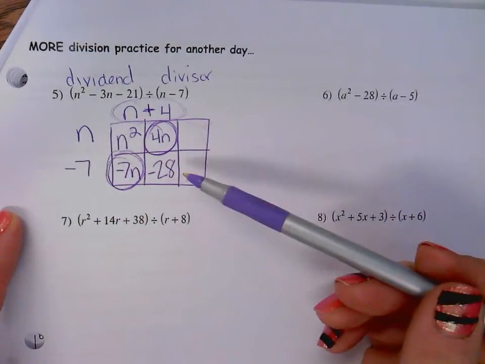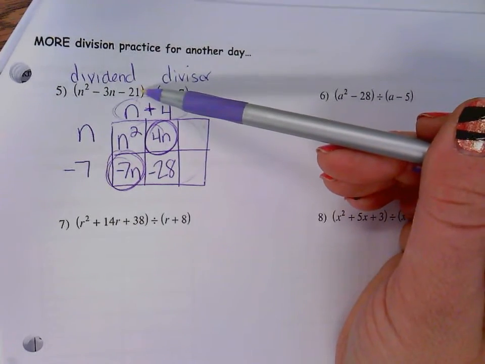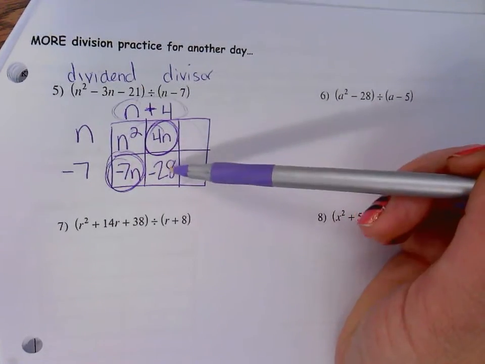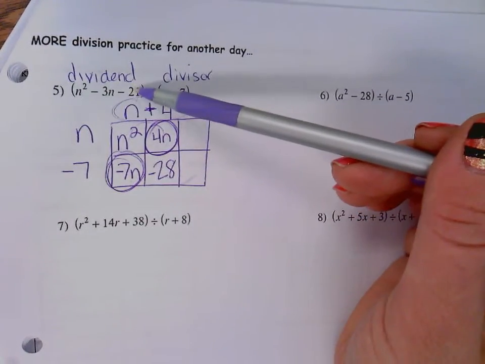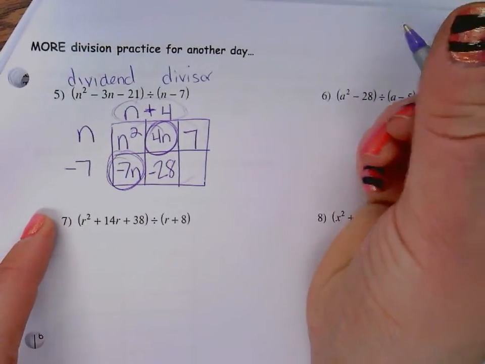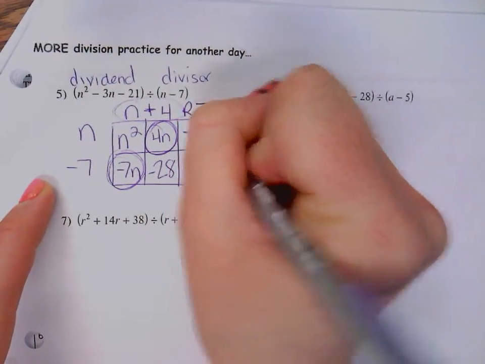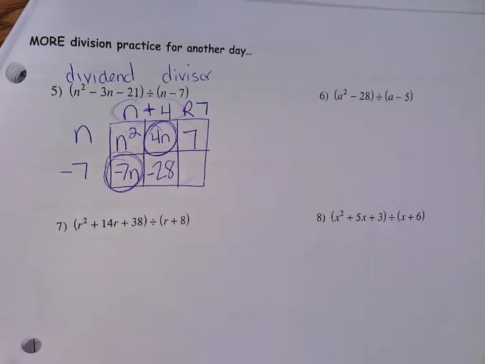And you're going to check, is -28 the number in my dividend? Nope, it's -21. So I need a remainder that I'm going to put in this box. To get to -21, I would have to add 7. Right, so I have a remainder of 7. So my quotient is n plus 4, and my remainder is 7.